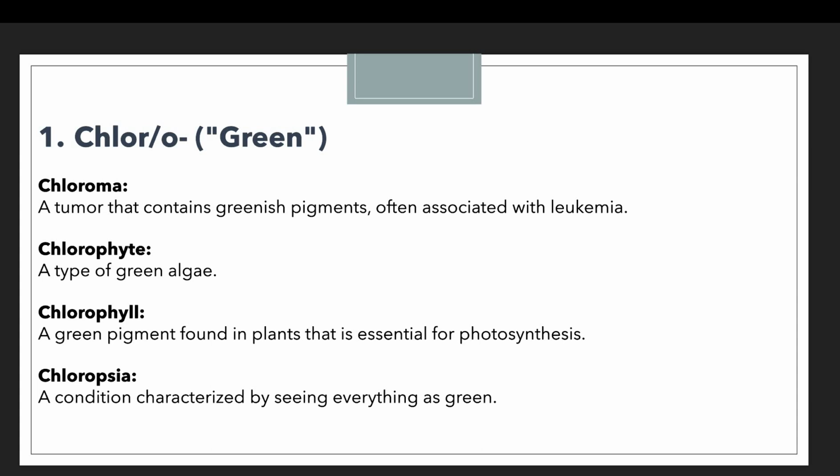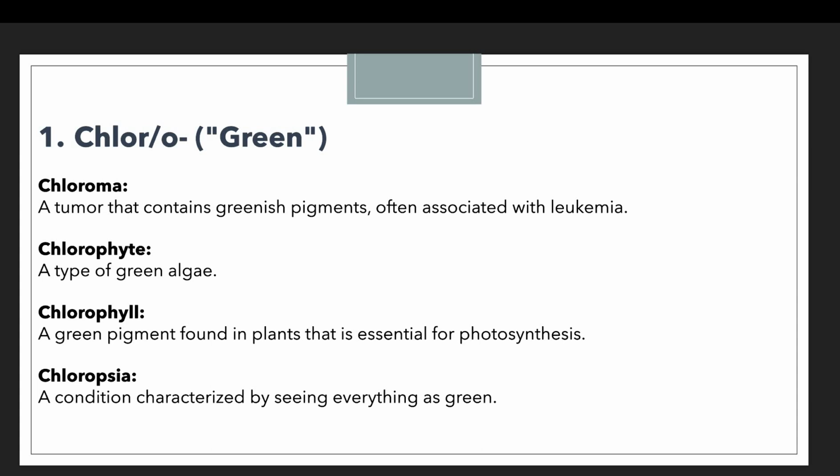Then we have chloropsia. Now what is chloropsia? Chloropsia is a condition characterized by seeing everything as green. Some patients have encountered this type of disease where they see everything as a green color. This we denote with the help of the chloropsia terminology, which is initiated with the prefix chloro. So these are some examples for the chloro prefix.